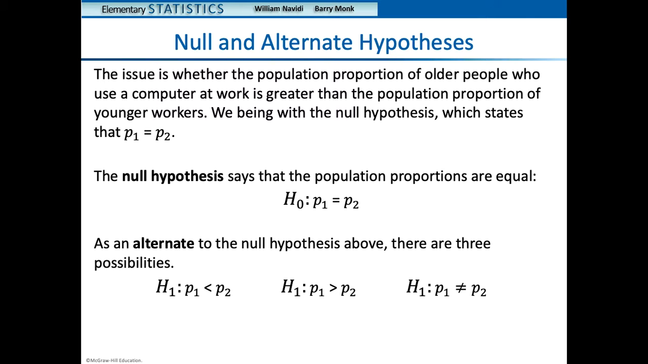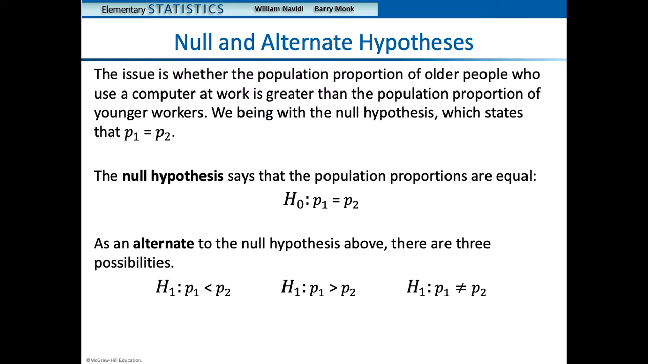So, the issue here is whether the population proportion of older people who use a computer at work is greater than the population proportion of younger workers. Okay? So in this case, we will be using p sub 1 to represent the population proportion of the younger workers, and p sub 2 would represent the population proportion of the older workers.